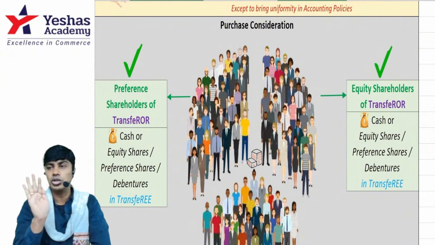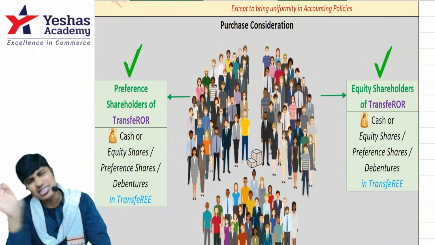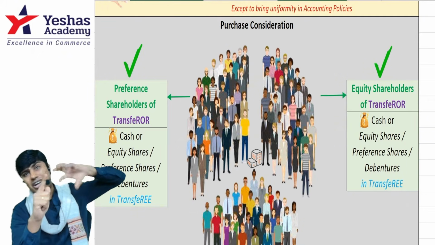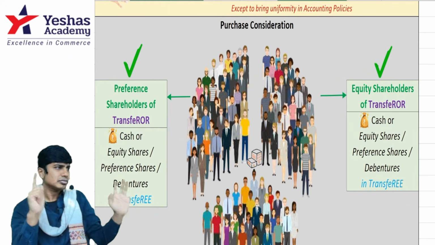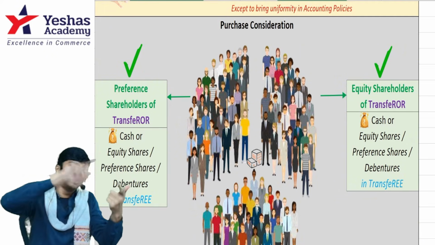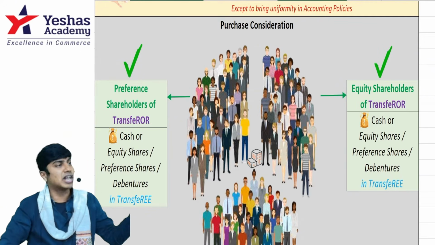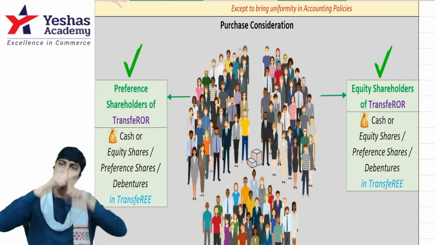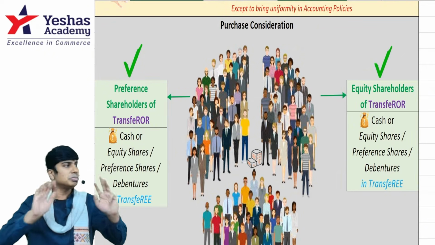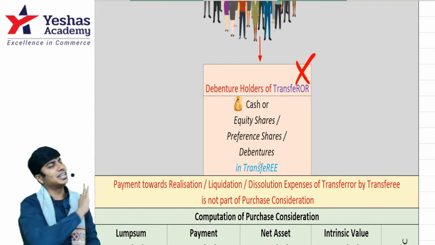It doesn't matter what you give, it matters whom you give. Anything given to equity shareholders or preference shareholders of the transferor company is PC. To the transferor company's equity shareholders, you give equity shares, preference shares, debentures in the transferee, or you give them cash: PC. To preference shareholders of the transferor company, you give equity shares, preference shares, debentures in the transferee company, or cash: still PC. But to debenture holders of the transferor company, if you give something, it's not PC.